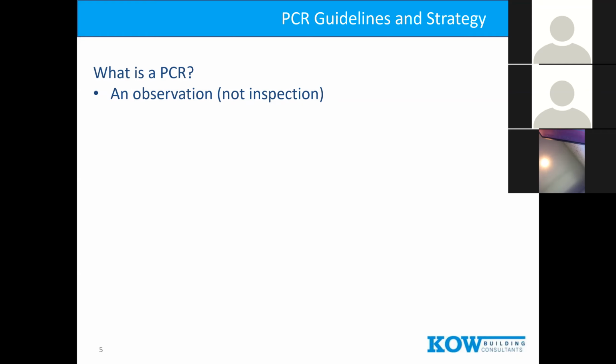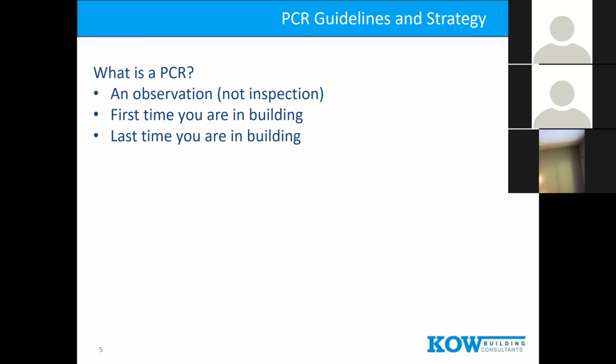That's an inspection. That is bringing that building or that project from one area, walls not closed up, to another area, walls closed up. So a property condition report, we say, is an observation. It's a site observation. It is the first time we're in the building, and it is the last time we're in the building. And I think that's worthy to keep in mind. So to do a property condition report, the assumption is you're there once and you're there once.